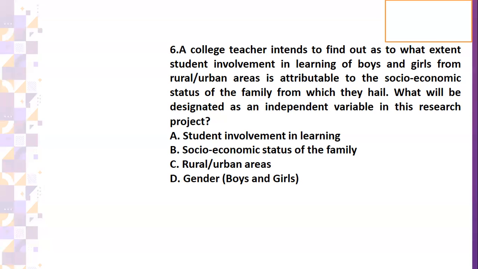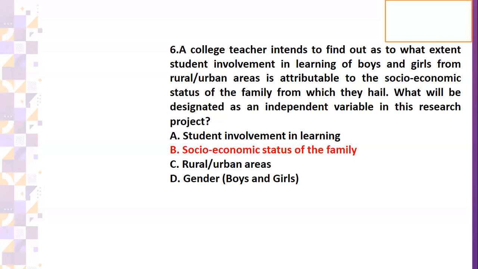So what will be designated as the independent variable in this research project? So whether it is student involvement, whether it is socio-economic status, whether it is rural urban areas, or whether it is gender, that is boys and girls. So here also such type of identification of the question comes with the help of examples. So you have to be careful. So yes, that is socio-economic status. So socio-economic status is the one which talks about what? Which talks about the independent variable.